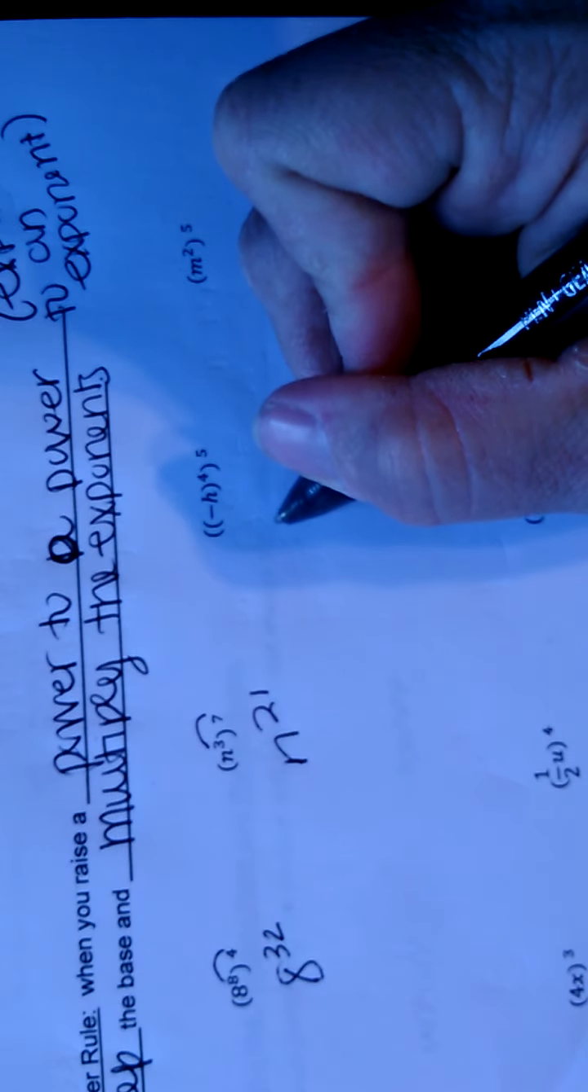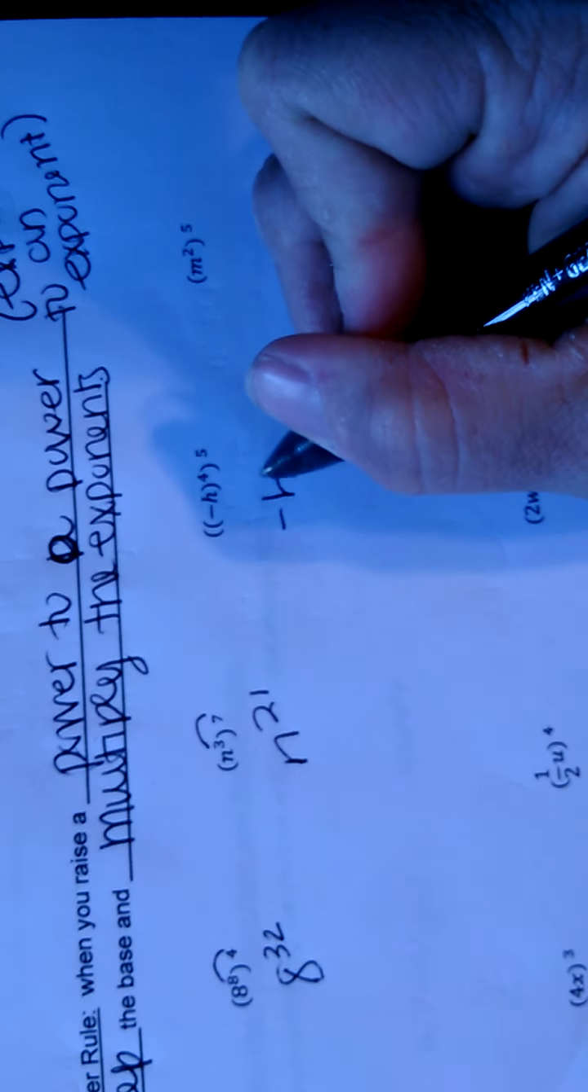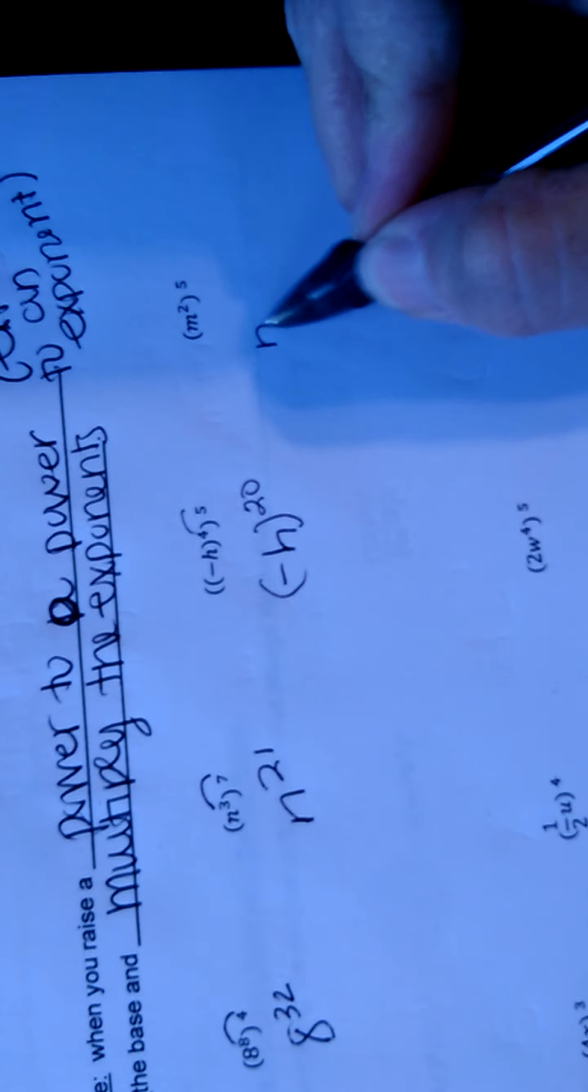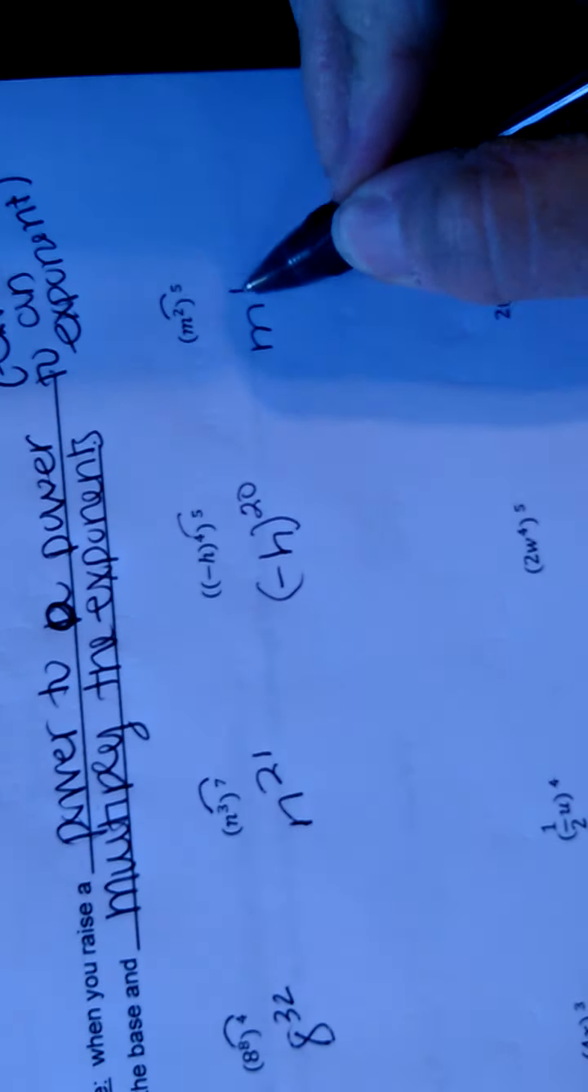On the next one, keep your base of negative h. And then the power to the power, the 4 times 5 would be to the 20th power. Keep your base of m. 2 times 5 would be to the 10th power on that one, okay?